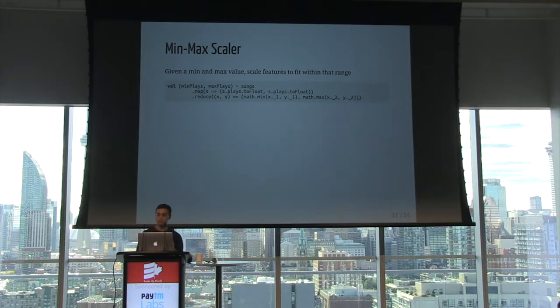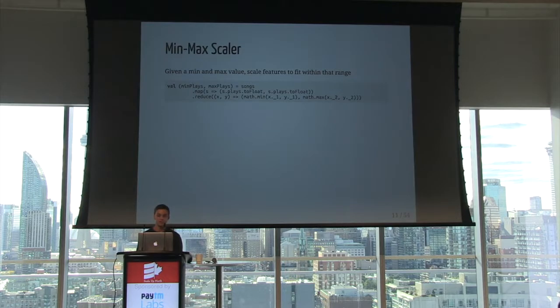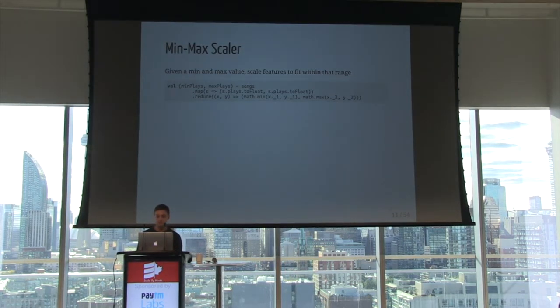So this one's a bit less straightforward because we need to make a pass through the collection first to find the minimum and maximum values. We'll do this one again with the play count field. Basically, first we do a map to extract the plays field and convert to a float. Then we reduce to get the minimum and maximum play counts in the collection.